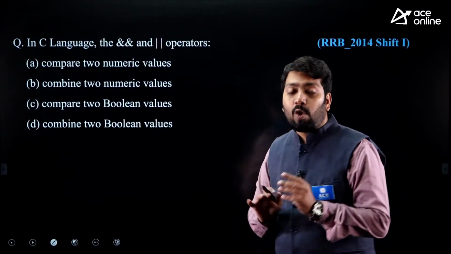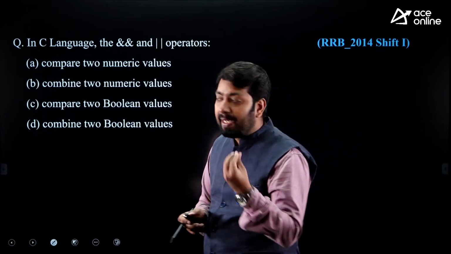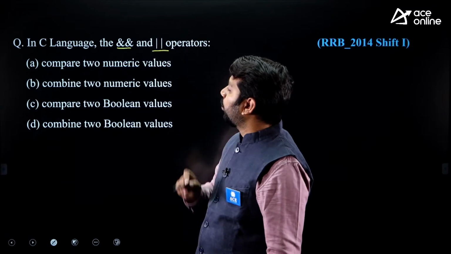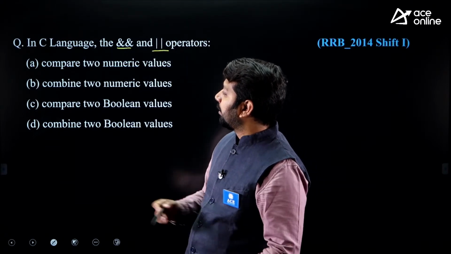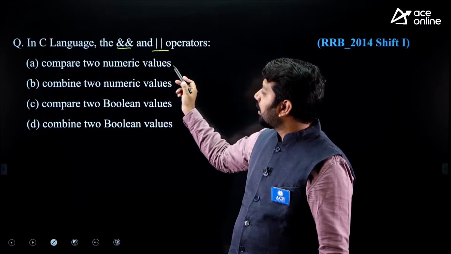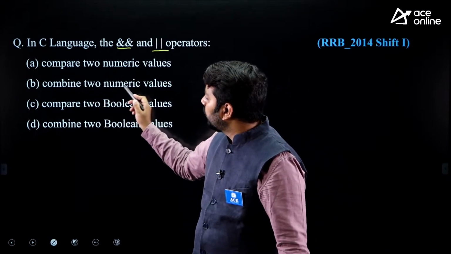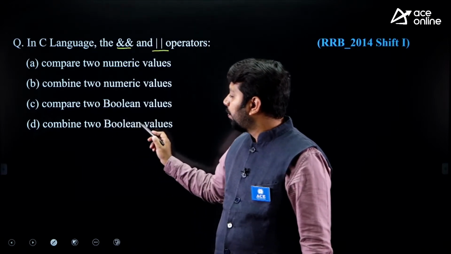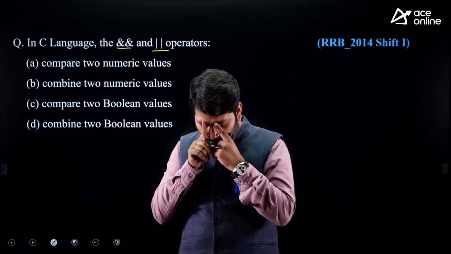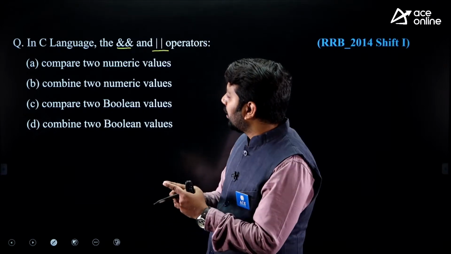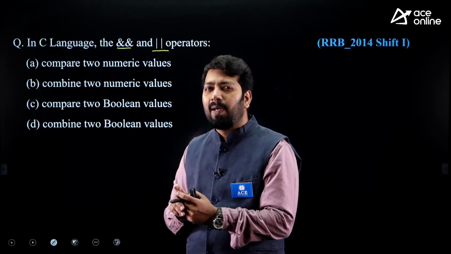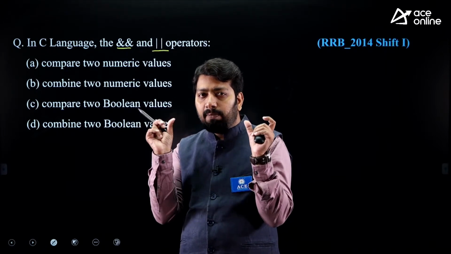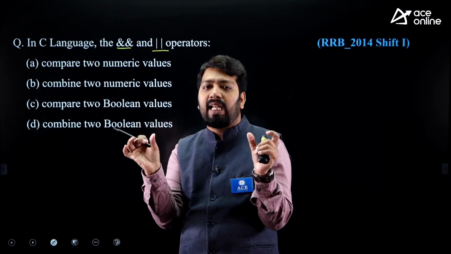Next, let's talk about our next topic, which is operators in C language. What are those operators and why do we use them? Compare numerical values, combine numeric values, compare Boolean values, combine Boolean values. Now, many of you might be thinking, sir, compare and combine, but we normally use them between conditions. So that means we normally use them between relational expressions.